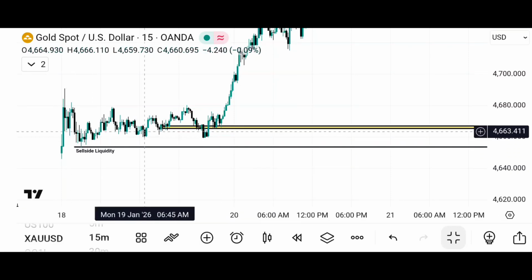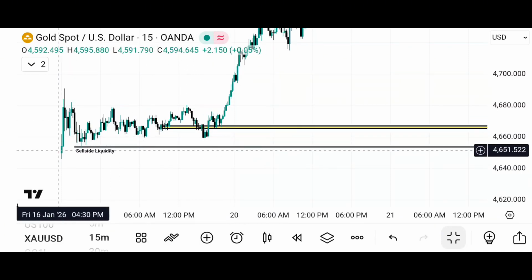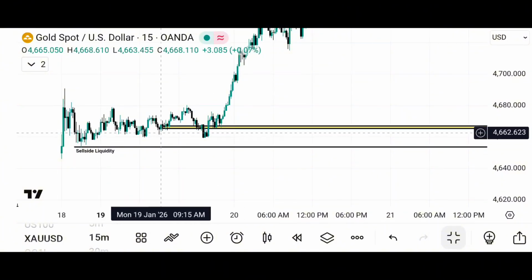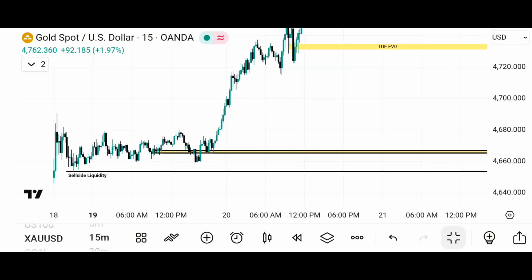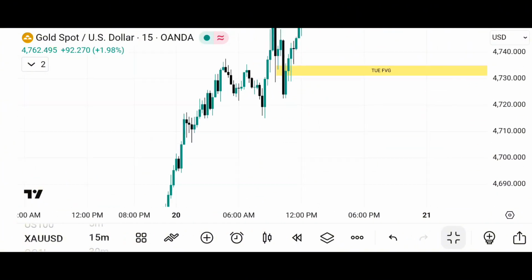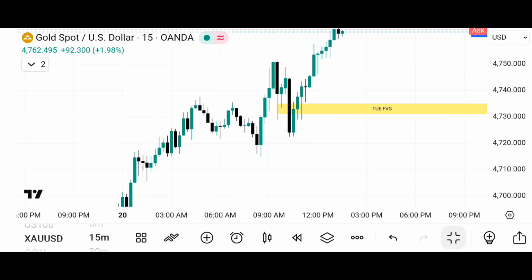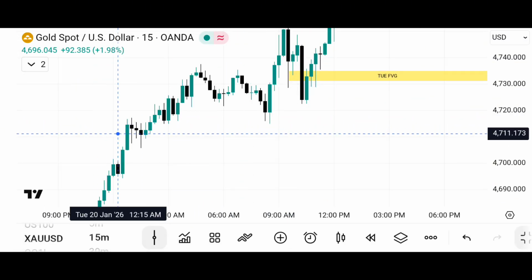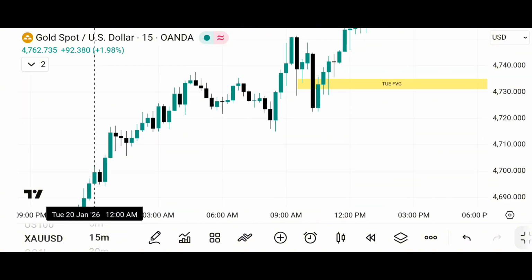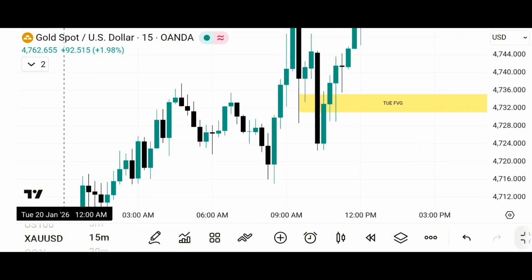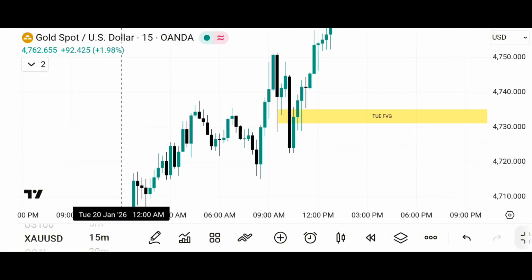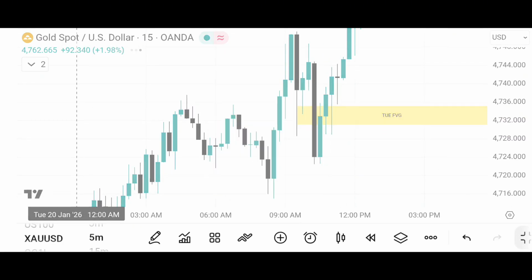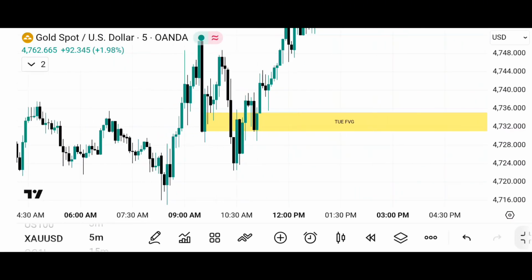So these lows are smooth. These lows were created on Monday, January 19th. Our focus is for today, January 20th, so I'll demarcate it with the line. Alright. I think this will be more visible at the 5-minute time frame.